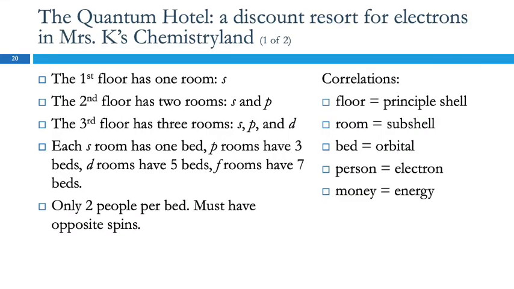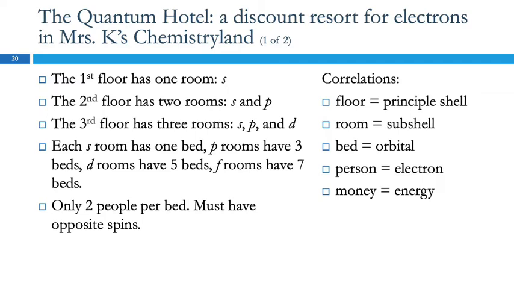Okay, the Quantum Hotel, my favorite analogy. A discount resort for electrons in Mrs. K's chemistry land. So chemistry land is this imagination, and there's all these things, and gas atoms and things happen up there. It's a happy place for me.